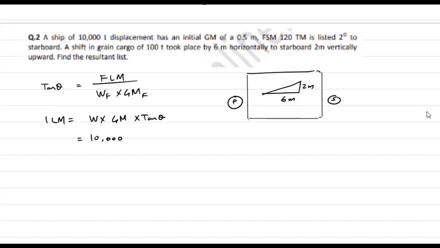But is it GM 0.5? No, there is a free surface moment. So the correction will be applied: FSC. Do you know how much the FSC is? What is the definition of FSC? FSC is free surface moment divided by displacement. So the free surface moment is how much? 120 divided by 10,000.